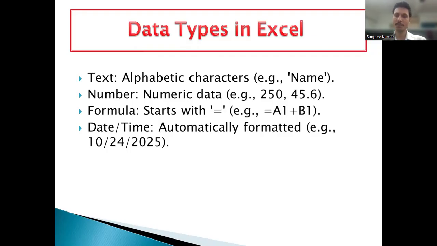For example, you have to set MMDDYY, then you have to write 1024 and 2025. And then if you want to know the current date, if you write equal to NOW in the cell, automatically the current date will appear.